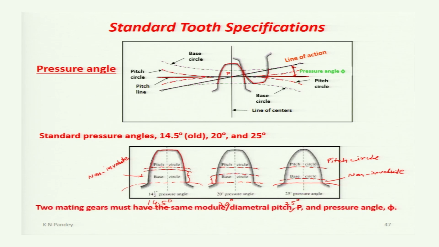Now, two mating gears must have the same module or diametral pitch and the pressure angle. The two gear tooth which will mesh like this, the pitch circles, both should have the same value of module and same value of pressure angle phi, so that this representation can be made.